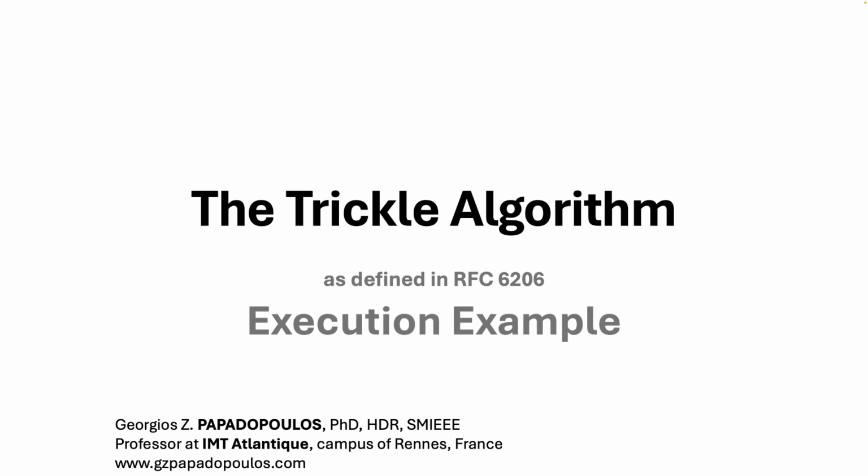Today we are looking at an execution example of the Trickle algorithm standardized as RFC 6206. Let's break down how it works in practice and understand why it's so important for efficient information dissemination in networks.